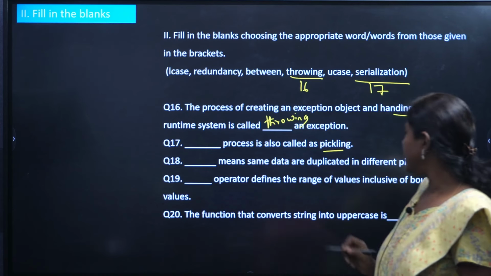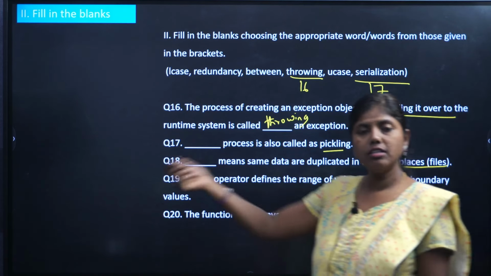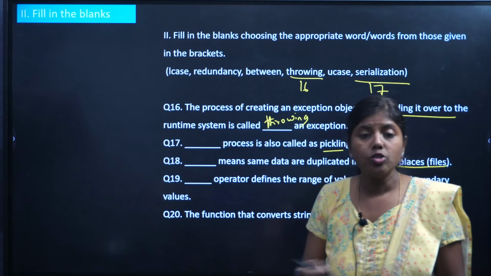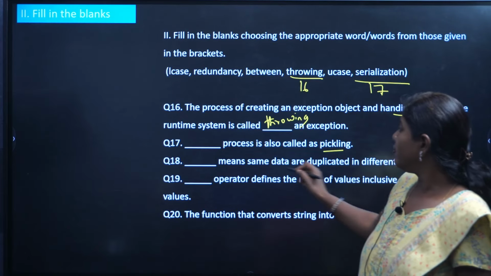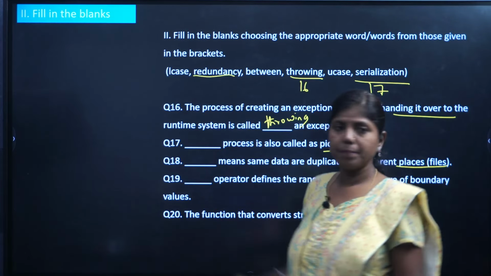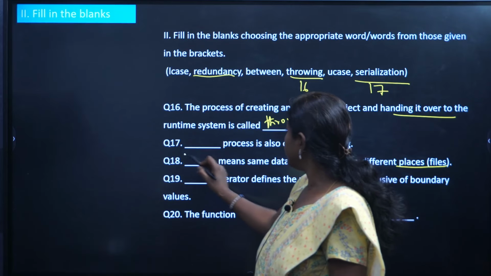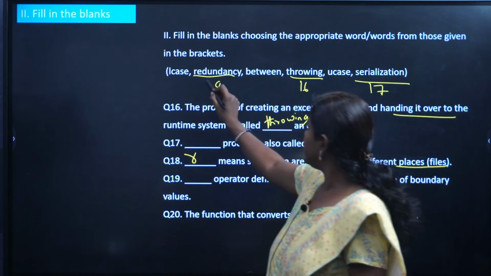Dash means the same data duplicated in different places. In this file there are particular details of the student, in this table also we have it, in that table also we have it. So again and again data is repeated in many different places. We call it redundancy. Replication means redundancy. This is going to be 18, and the previous one is 17th.